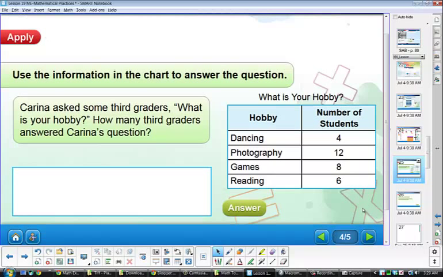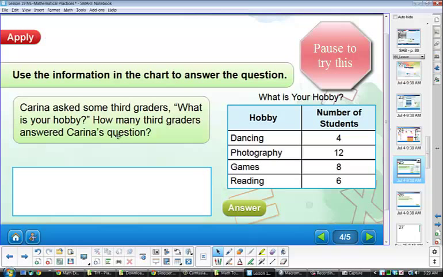Number 1, math problem. Karina asks some third graders, what is your hobby? And she got these answers. 4 people like to dance, 12 people like to do photography, 8 people like to do games, and 6 people like to do reading. How many third graders answered Karina's question? If you remember, this is a sum plus some more problem. I'm going to let you pause and see if you can find the answer. Next problem.